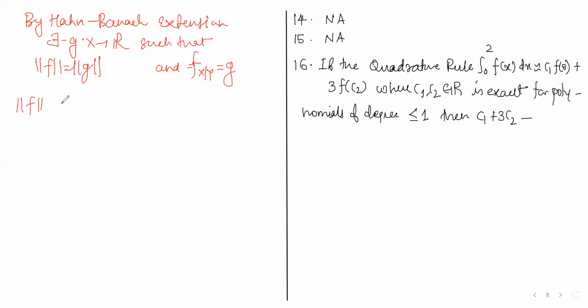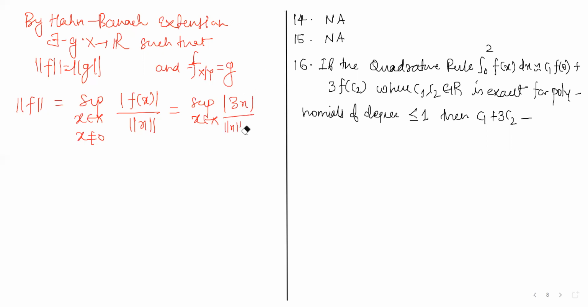So norm f is nothing but the supremum over x belonging to capital X, x non-zero, of mod of f of x upon norm of x. In this manner, I can find out norm f. So that will be given by the supremum over x belonging to capital X. Mod f of x is my 3x, and norm of x is mod of x plus mod of y.